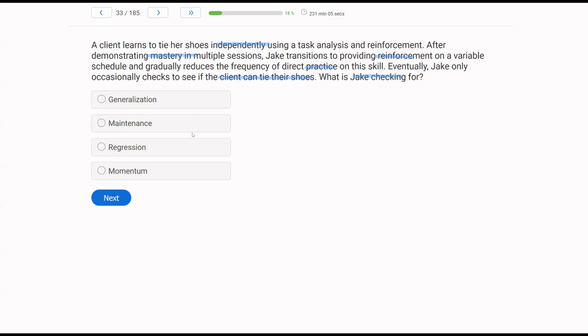What about regression? Careful with regression, right? It's not a term. Now, in practice, you'll probably hear, and you may even use the term regression. But for your exam, we're being behavior analytic, and we're using our behavior analytic language, and regression is not part of that language. And then momentum. We're not looking for behavior momentum here, right? Jake is fading everything out. He's stopping teaching, but he still wants to make sure the client can engage in the skill. So what Jake is checking for here is B, maintenance.